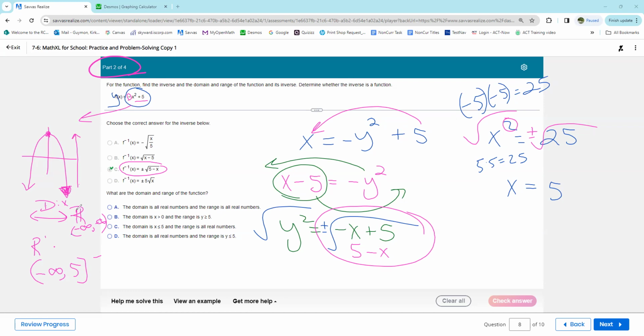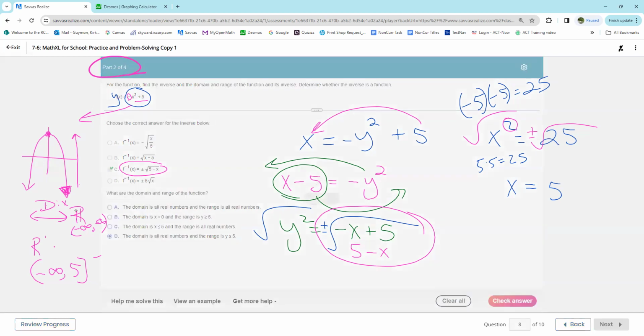So if it's talking about the original, or if it's talking about the inverse, we're just going to flip that domain and range around. So let's just see. The domain is all real numbers, and I think we're talking about the original function here, not the inverse. The domain is all real numbers, and the range is all the y's that are less than or equal to 5. So that's the one I think we're talking about, unless we're talking about the inverse, and we have to flip it around. So let's see.